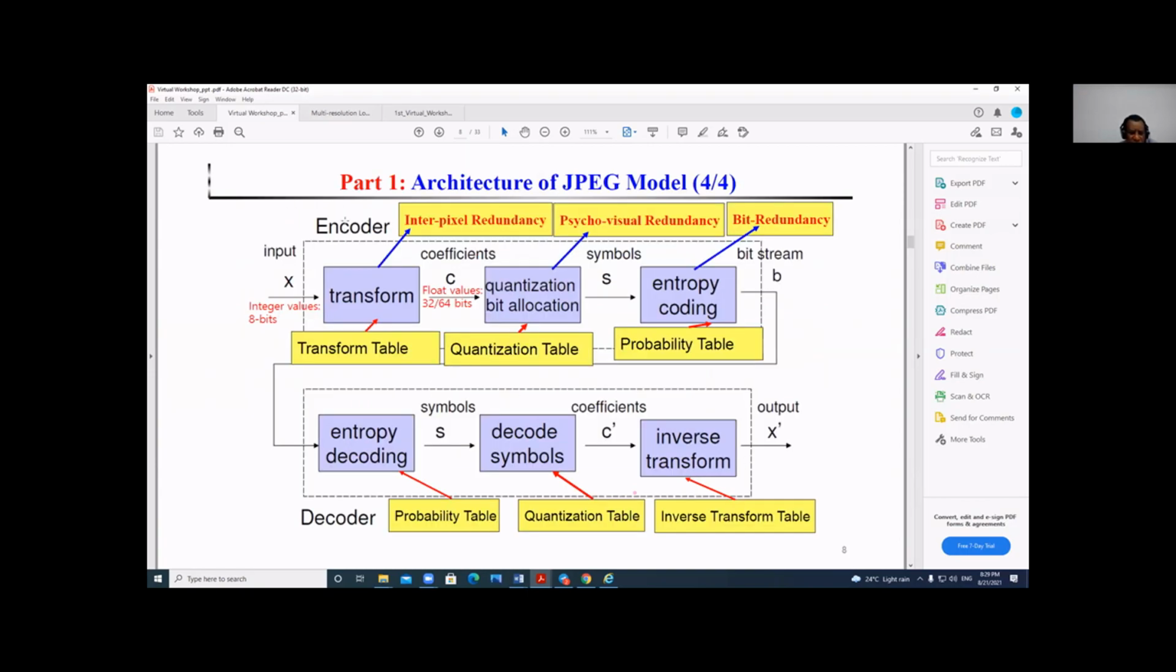The encoder part has a transformation block, a quantization block, and an entropy coding block. The decoder has entropy decoding, dequantization, and inverse transform. The original image is transformed from the spatial domain into a frequency representation, the frequency domain. Then in the frequency domain, we do quantization to avoid psychovisual redundancy. So now we have seen three types of redundancy. The transform block removes inter-pixel redundancy. The quantization block removes psychovisual redundancy. Entropy coding removes bit redundancy. The decoder is the inverse process.